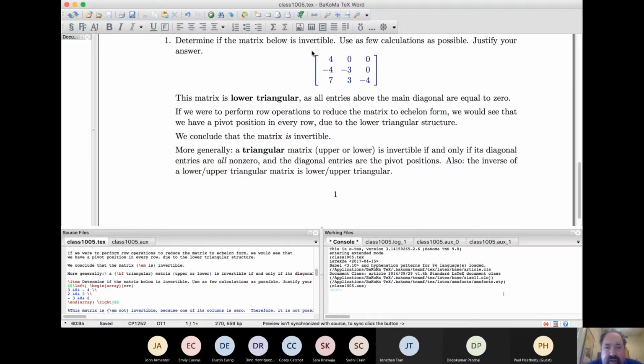All right, so triangular matrices come up in quite a few applications when it comes to solving systems. They're definitely a lot more convenient to work with. So it's good to be aware of these properties of them.